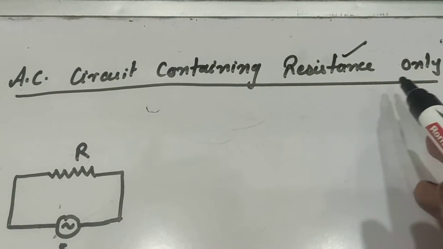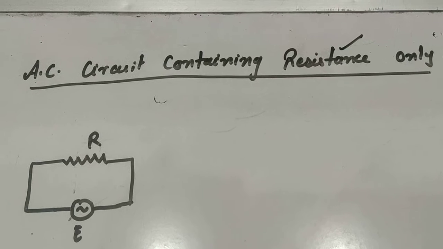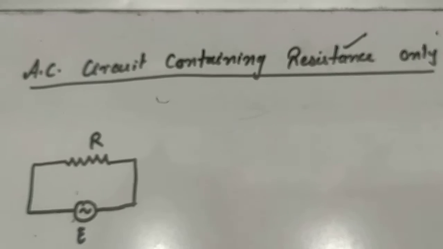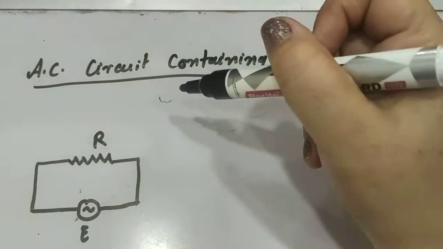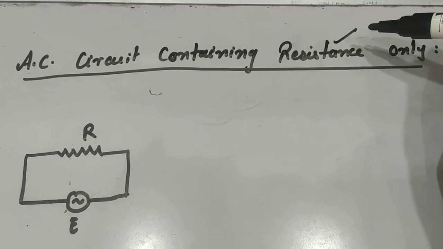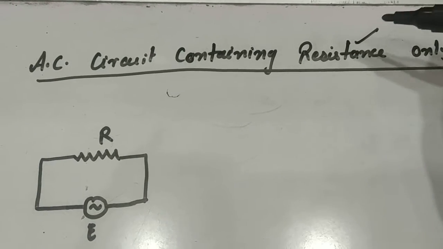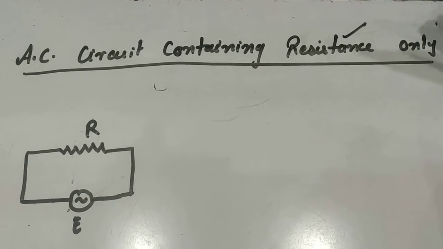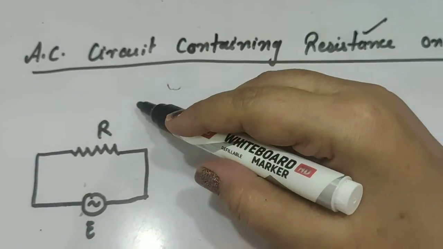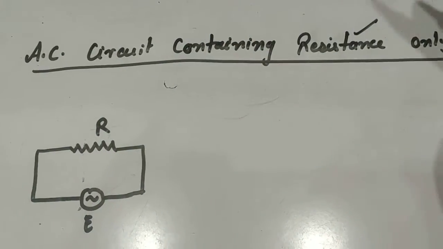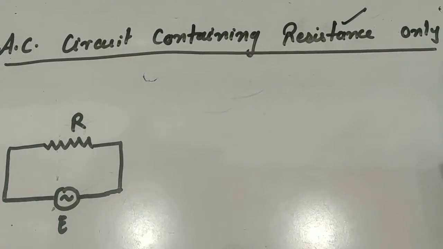AC circuit containing resistance only. My dear student, in the very first video of this chapter, when the introduction of AC was given, I specified that an AC circuit can contain three components, that is resistance, inductor and capacitance. Now we will study turn by turn the behavior of these three components to AC, meaning how these three components affect AC. So the first one is an AC circuit containing resistance only.